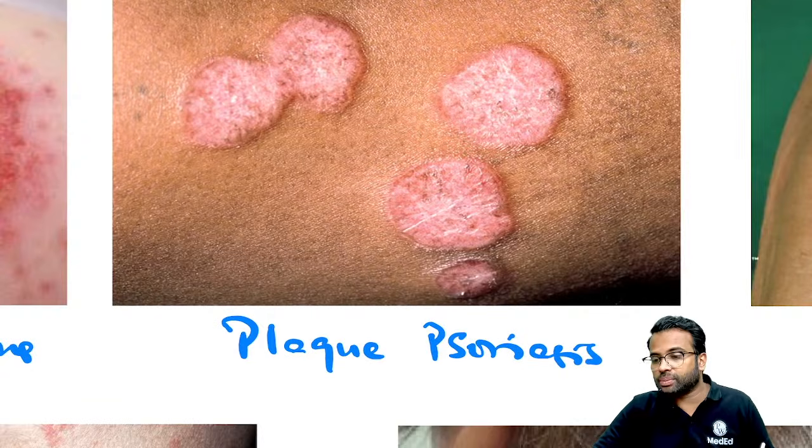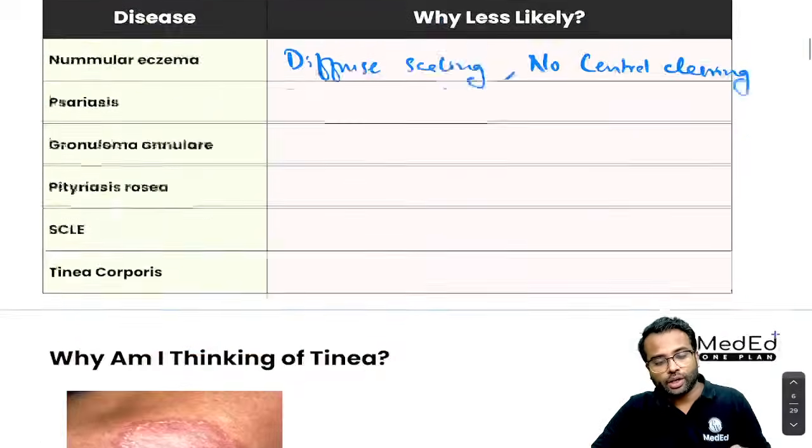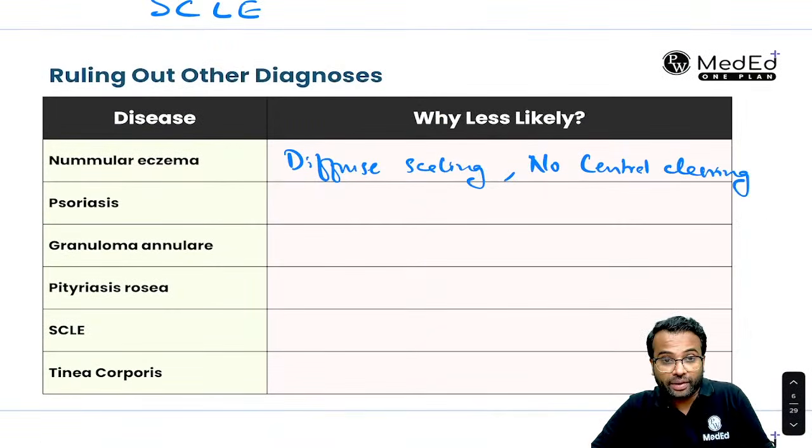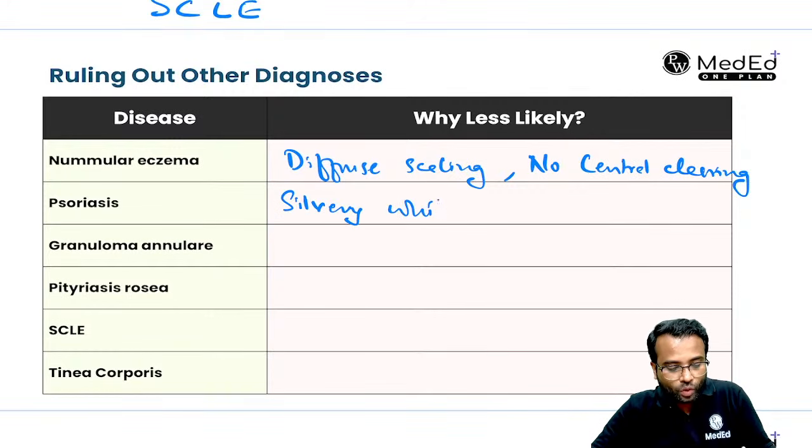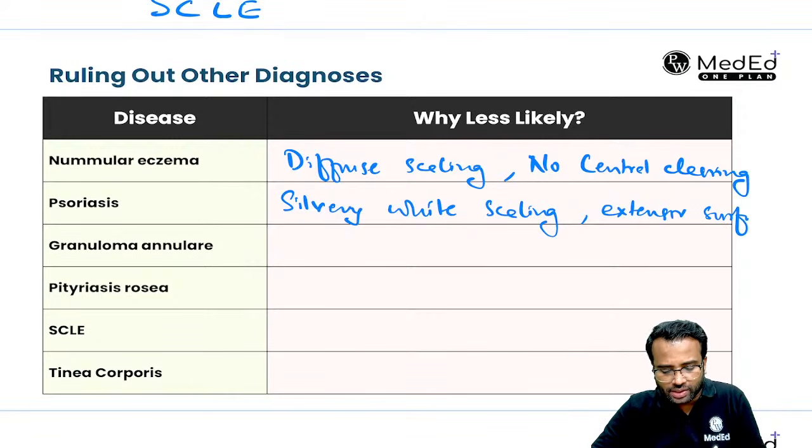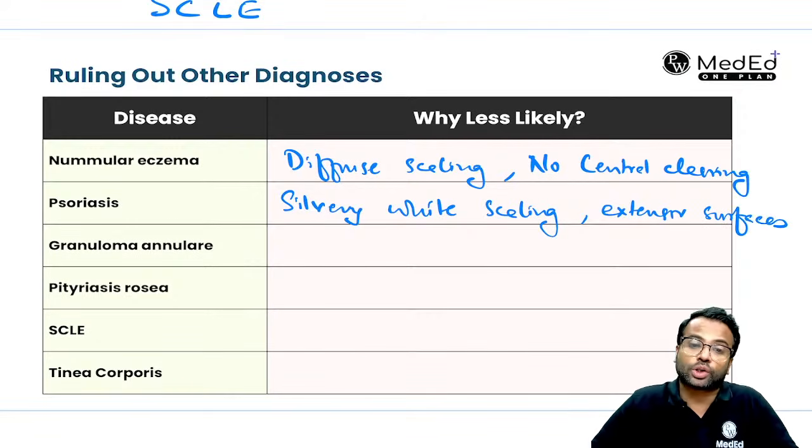So in plaque psoriasis, what do you see? In plaque psoriasis, you can see that the patient may have silvery white scaling. Silvery white scaling can be seen, and that too mostly over the extensor surfaces. Mostly over extensor surfaces. Yeah, another clue for psoriasis.